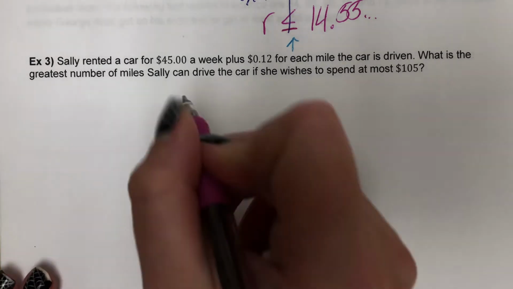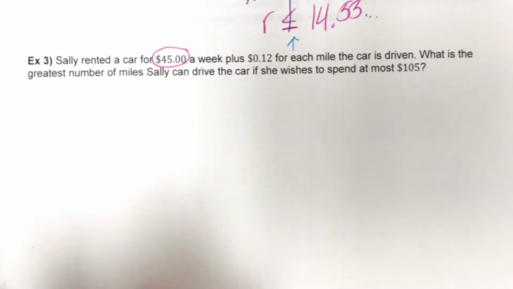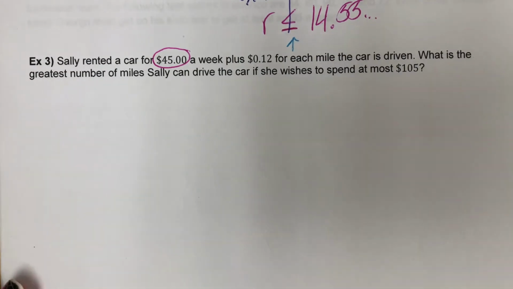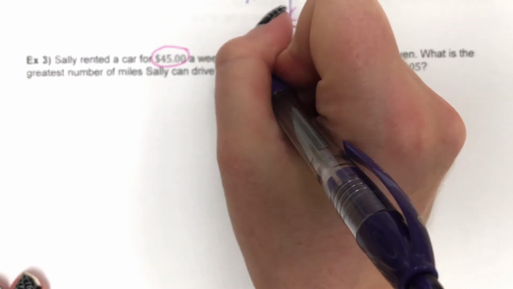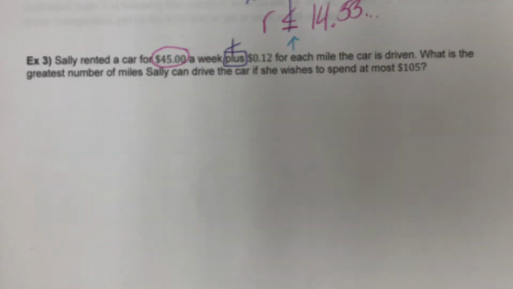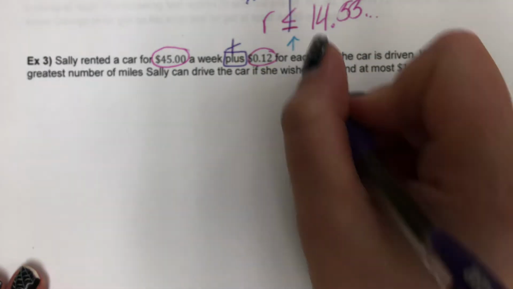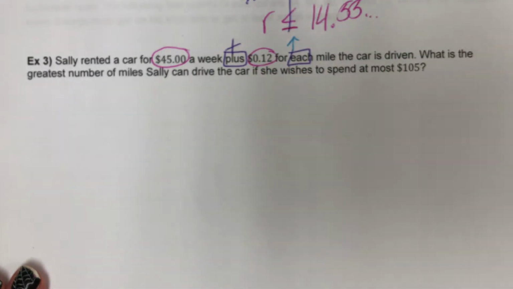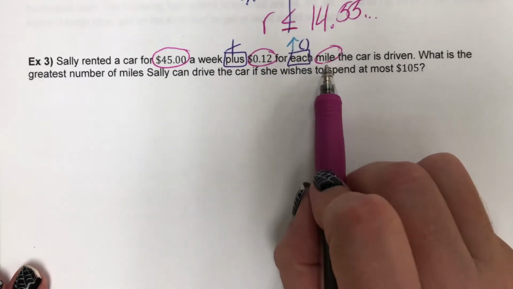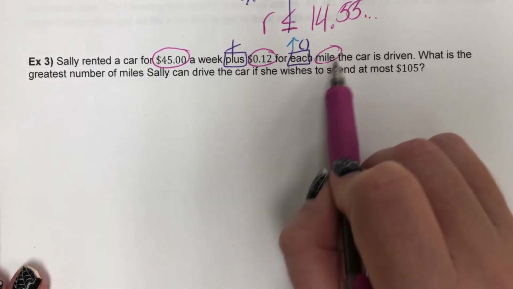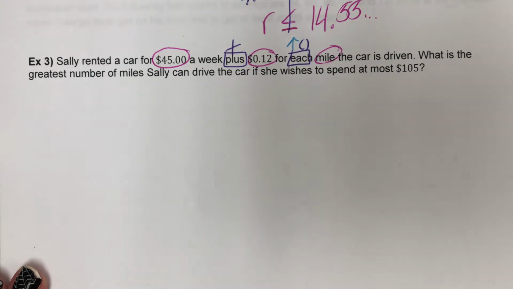Sally rented a car for $45. That's a key number. I'm gonna circle it. So she's renting it for $45 a week, plus is a key word telling me to add, plus 12 cents for each mile. Each is a multiplication word, so I'm gonna use parentheses, and miles is a number. I don't know how many miles yet, but that's why I'm circling it, okay? And I'm gonna come back to this in a minute.